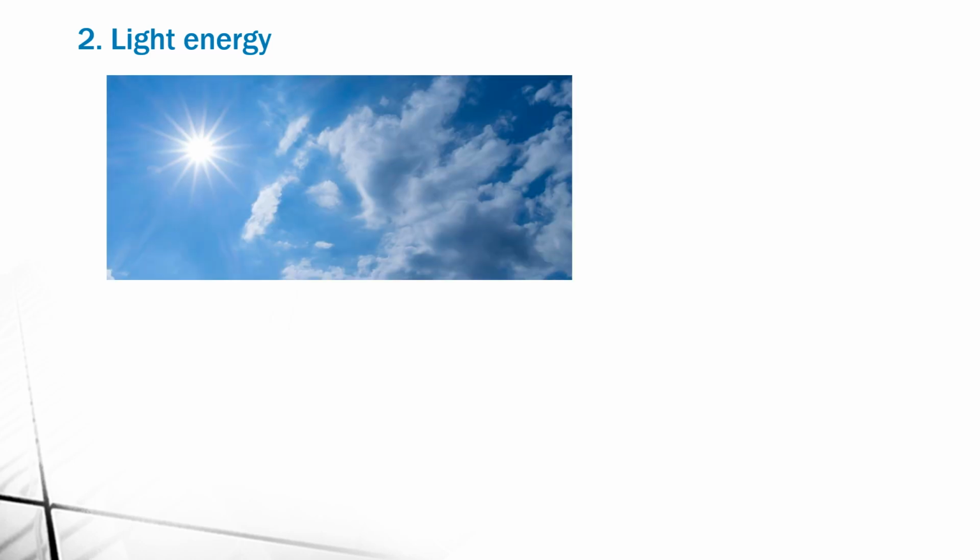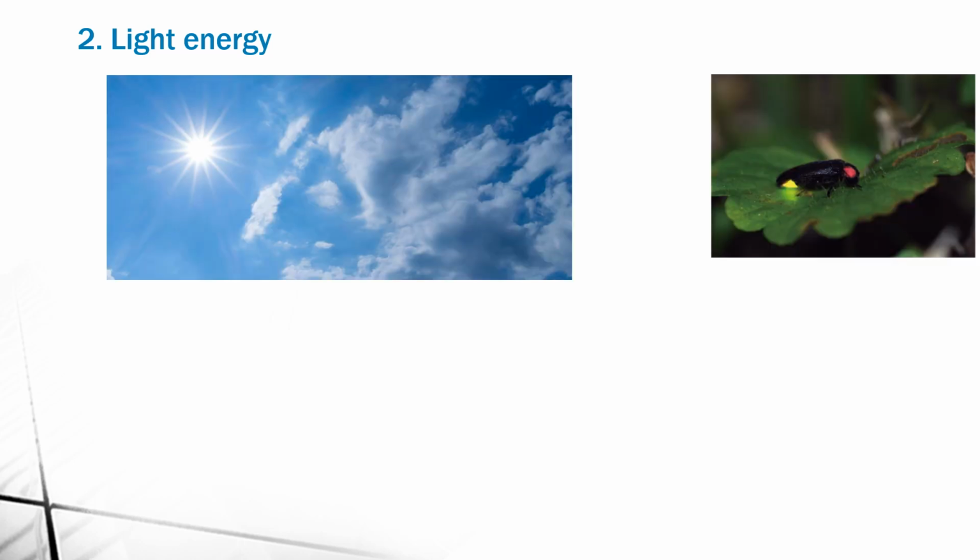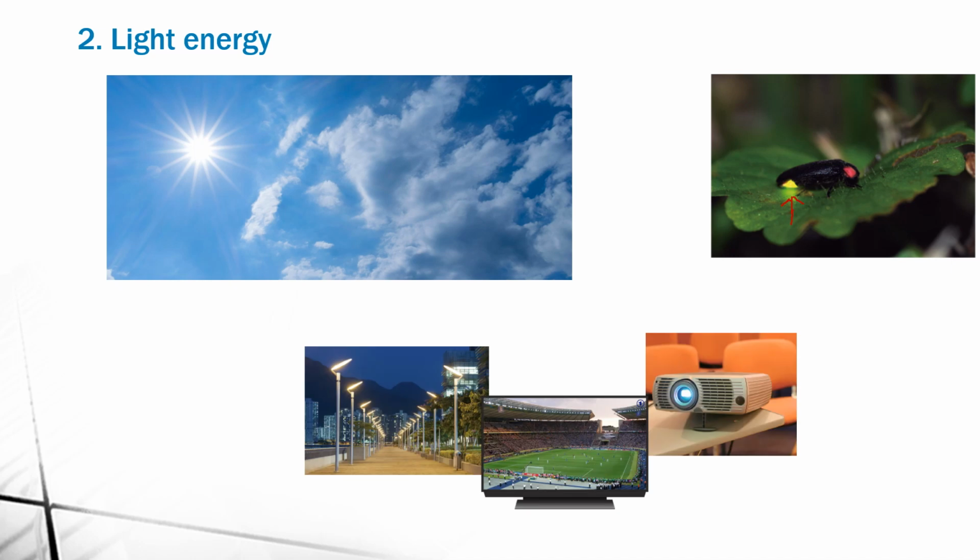The second one is light energy. I don't have much explanation here because light is actually a form of energy. You can have many sources of light energy: the sun, and some insects produce light. This one is called a firefly, 螢火蟲. The light energy inside is produced by some bacteria inside the body of these fireflies. Also many electrical appliances such as a TV, a lamp, a projector, a mobile phone, a smartphone produce light energy.